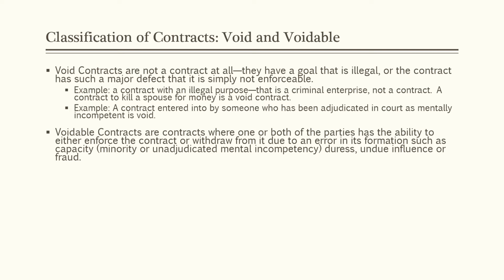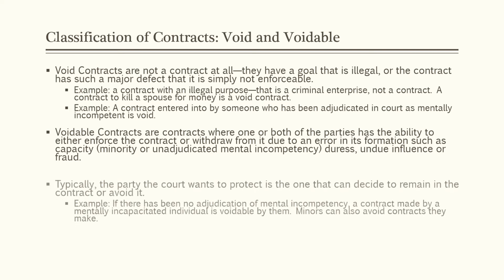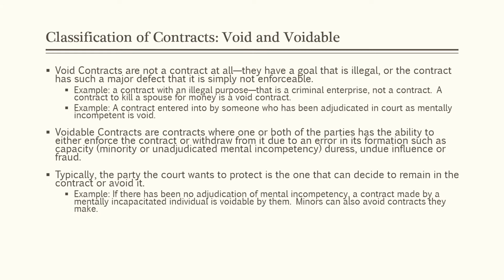Contracts entered into under duress or undue influence or fraud are also voidable, meaning the person who's taken advantage of can get out of the contract or force the other party to stay in the contract, depending on their wishes. I call that should I stay or should I go.